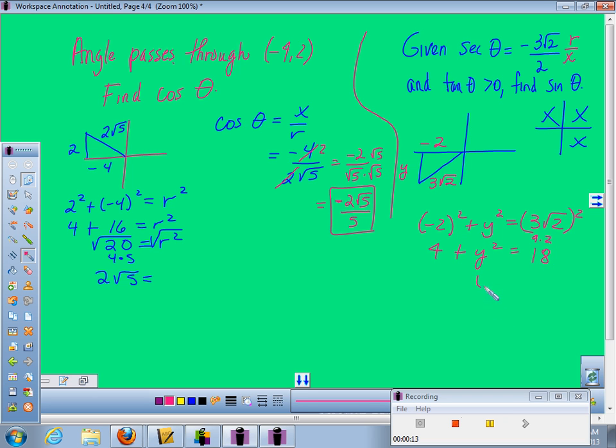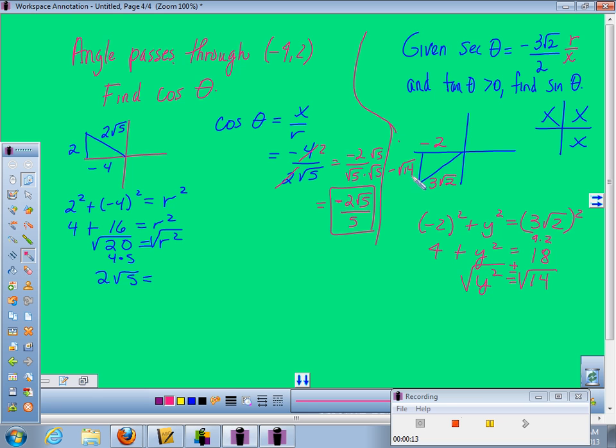So therefore, when I solve for y now, if I subtract 4, I'm going to have 14. I'm going to have a square root. Now, 14 doesn't break down, so we're stuck with square root of 14. Notice, when you take the square root of both sides, it's plus or minus. You have to look at your picture. You must draw the picture on these, or I will take off points. Is y positive or negative here? Negative. Y is going down. So that is negative square root of 14.